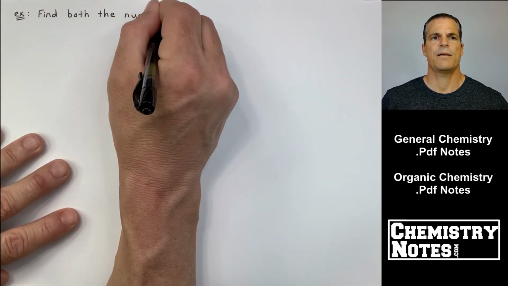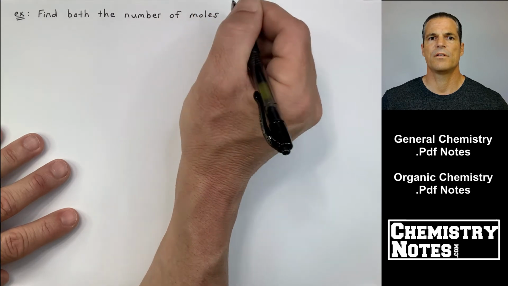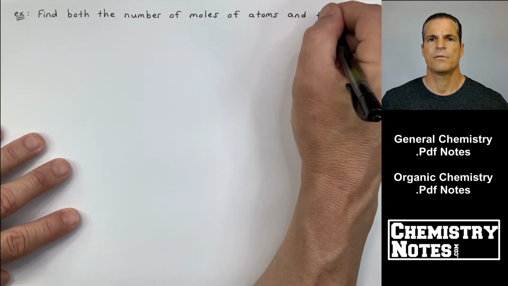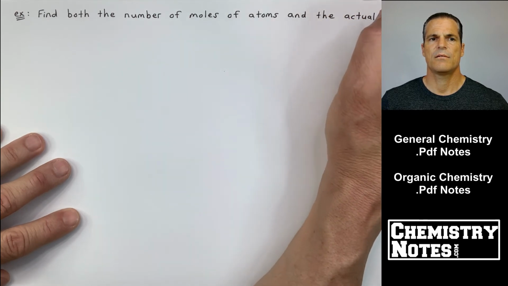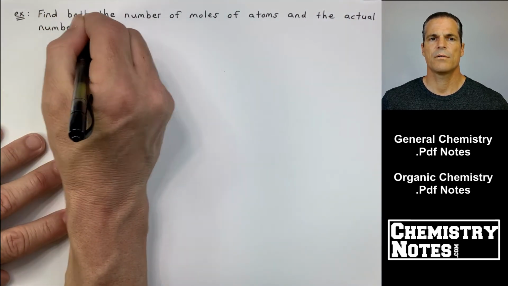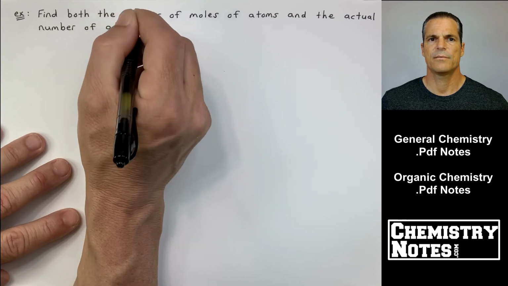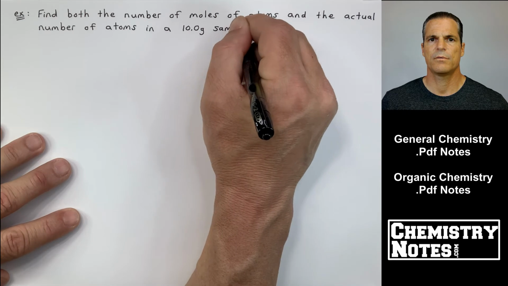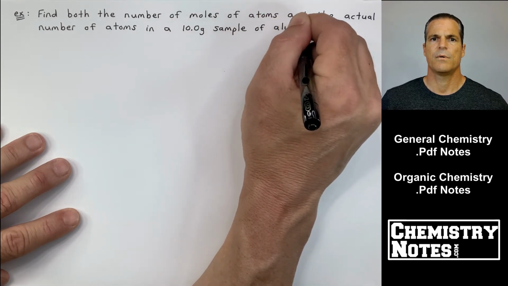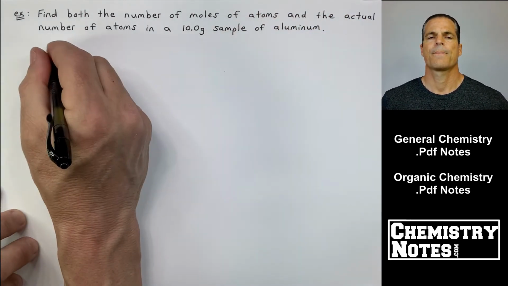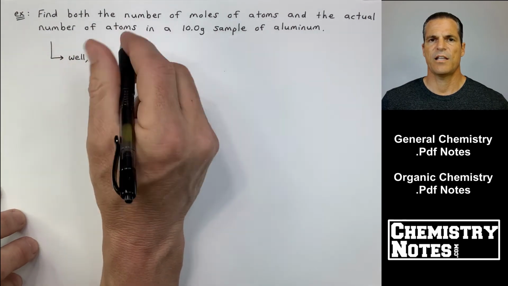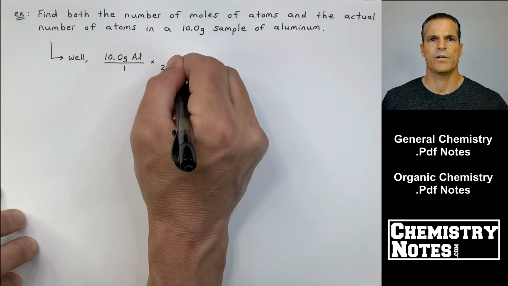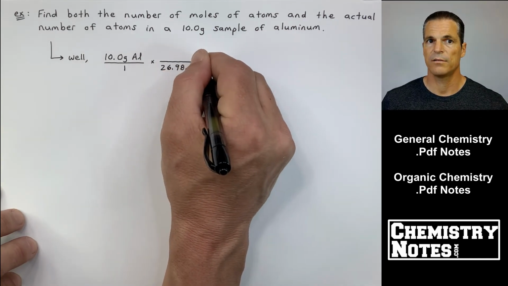Top of the page. Example. Find both the number of moles of atoms and the actual number of atoms in the 10.0 gram sample of aluminum. Okay? Well, I see that we only have 1 number in this problem, so I'm going to hone in on that number, 10.0 grams Al, put it over 1.